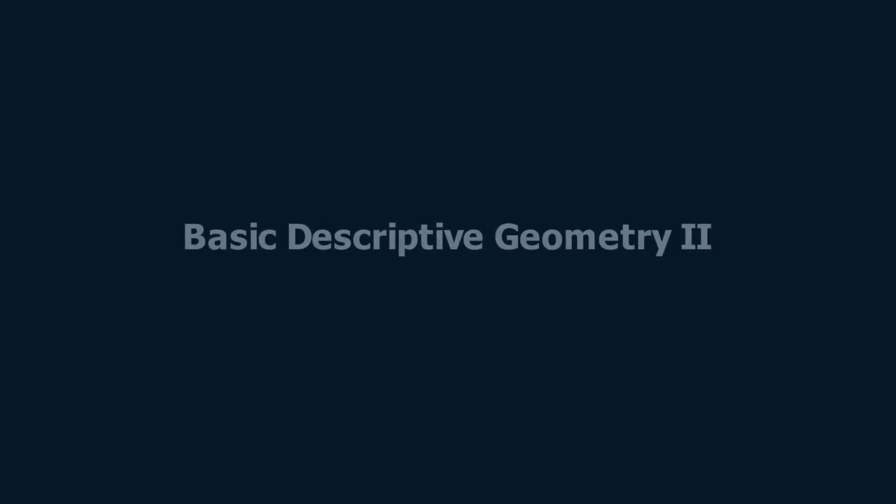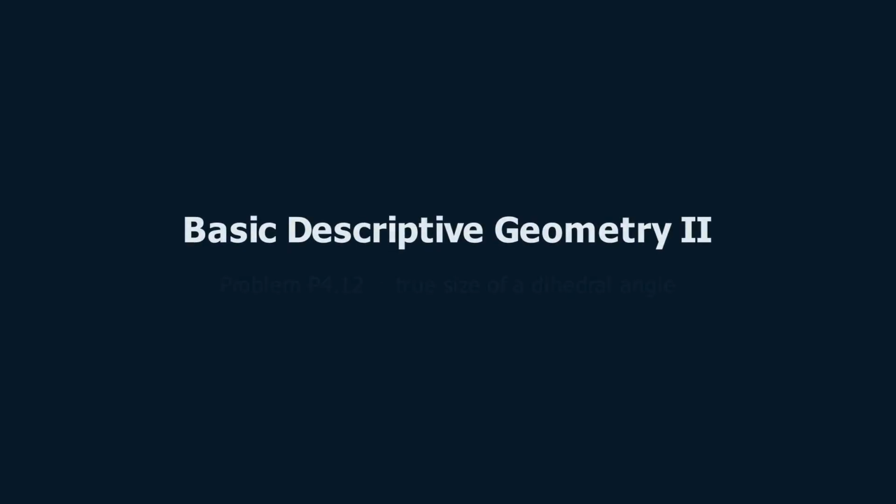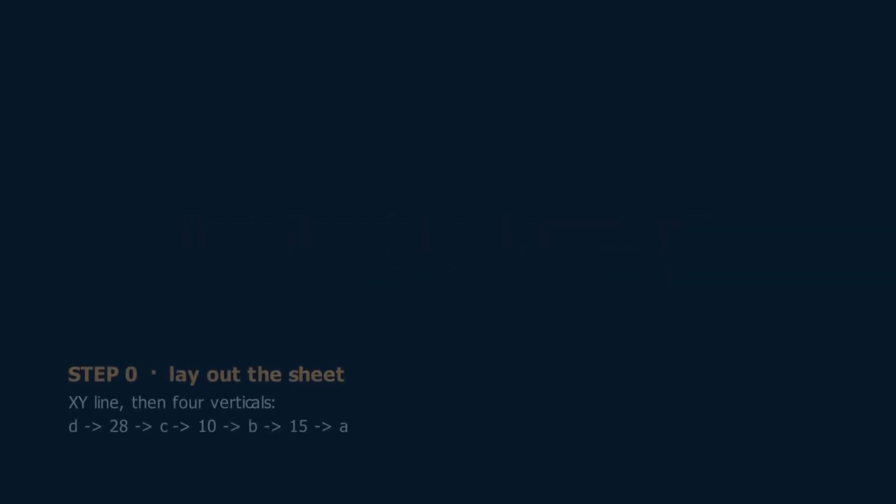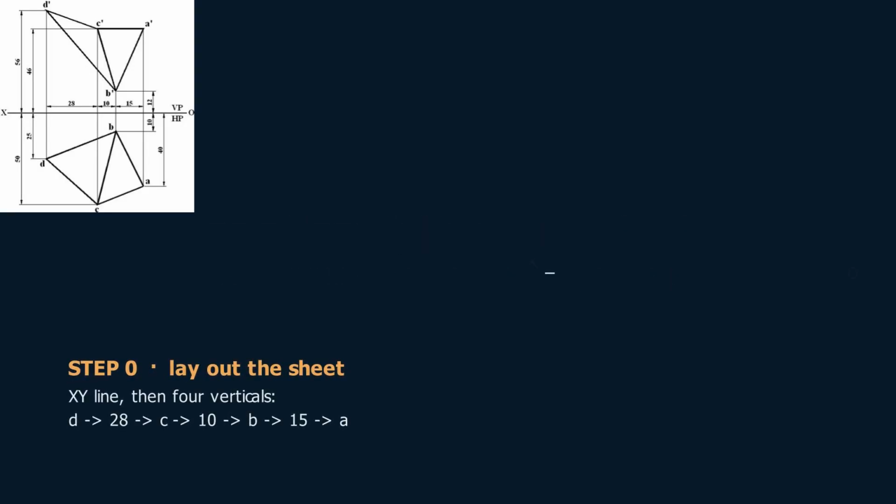Sheet 4, Problem 4.12. Determine the true size of the angle formed by the planes ABC and BCD. Keep your drawing sheet, your set squares and a protractor beside you, because we are going to draw this together, line by line. First, set the sheet up. Draw the XY line across the middle.